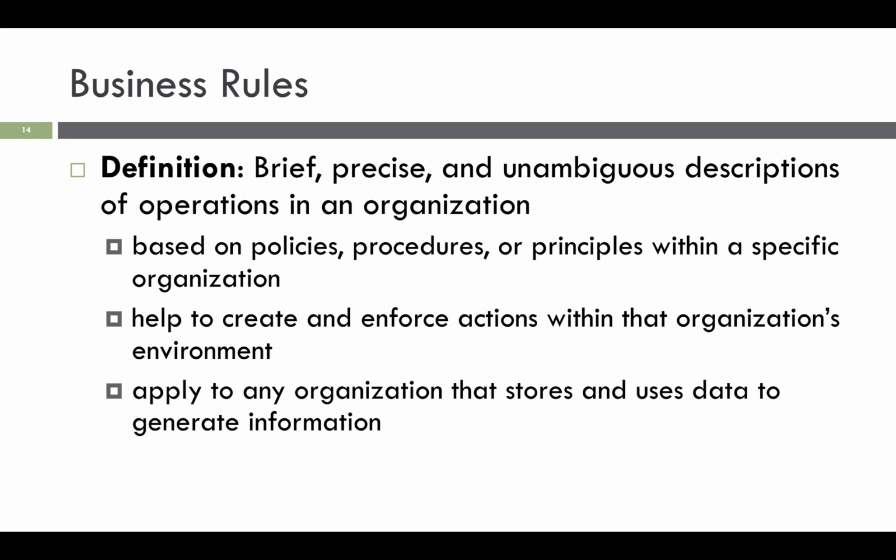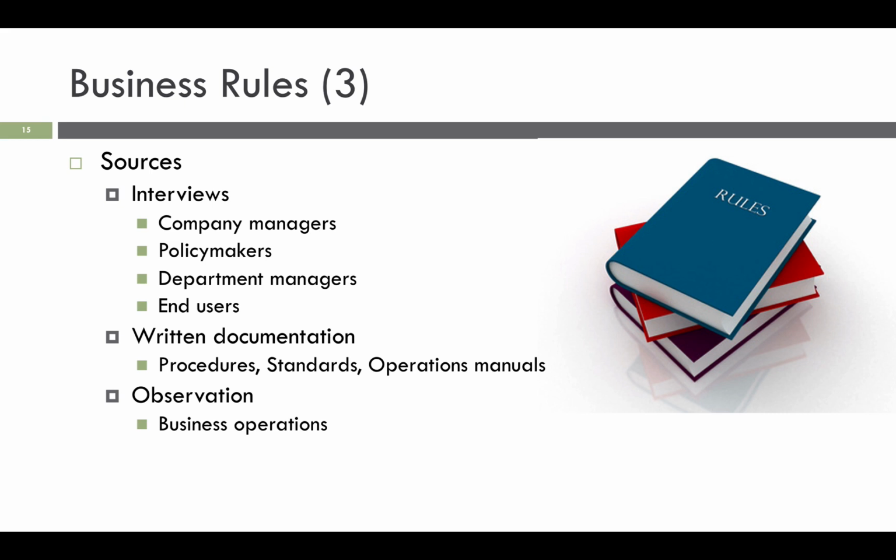Identifying and documenting business rules is very important to the database design. Business rules allow the creator to develop relationship participation rules and constraints and then create the correct data model. Sample business rules could be: one department has many employees, or employees have one department. Sources of business rules are managers, policymakers, department managers, written documentation, procedures, etc.